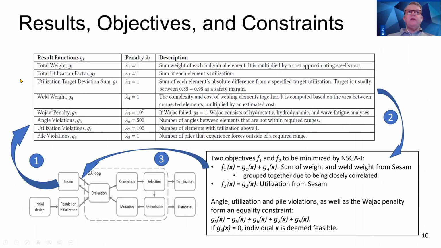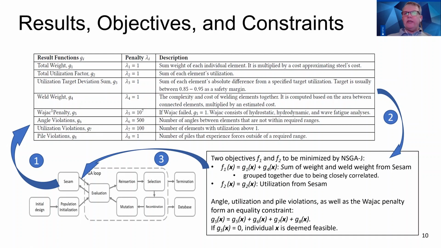Here's a little bit more detail about the result functions, the objectives, and the constraints that we're currently using. Again, we have here the overview of our approach. We have the SESAM software. SESAM software computes these result functions that we are showing here. And without going into too much detail, we note that from these result functions, we are then computing objectives as well as a constraint. The objectives are two.